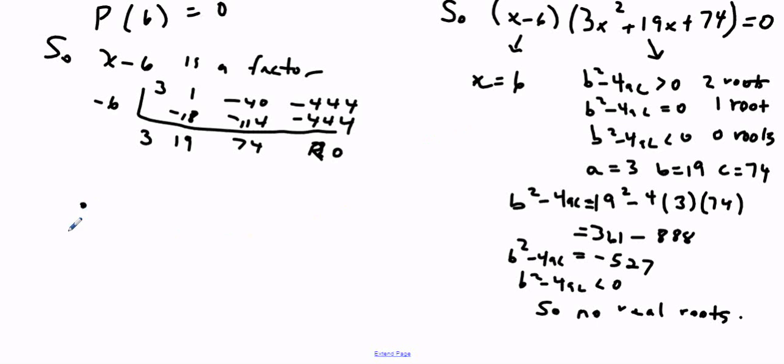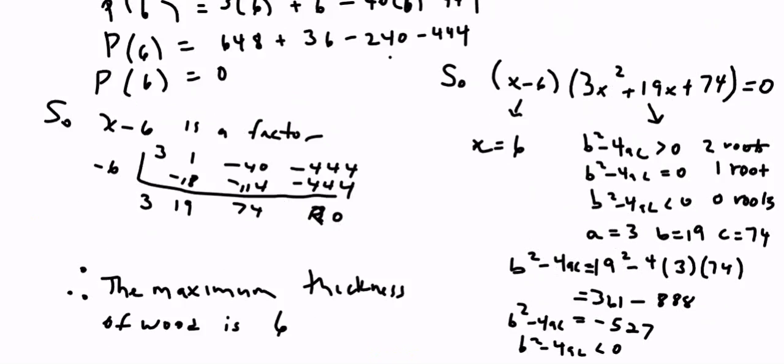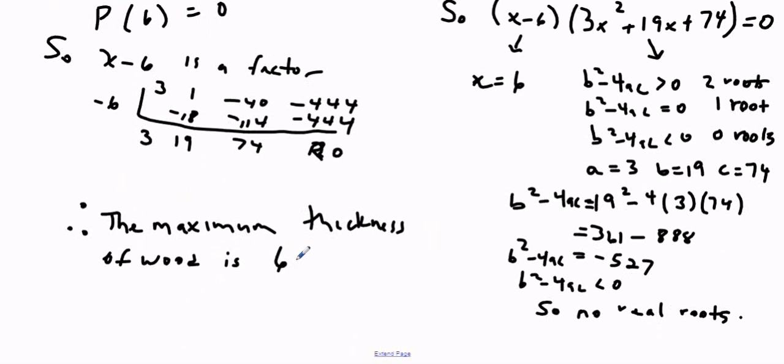So it's a word problem. Therefore, the maximum thickness of wood is 6, and I don't remember the units, but I'm going to go with centimeters. Okay, that's your lesson. Sorry it took so long.